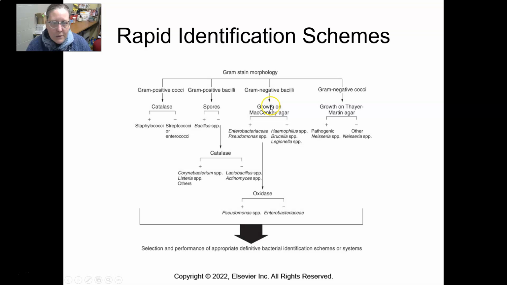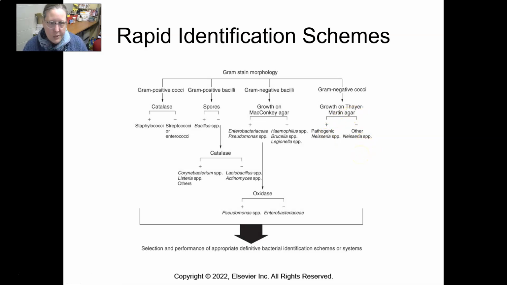For the gram negatives, if they grow on MacConkey, it's probably one of the Enterobacteriaceae or Pseudomonas. If it does not grow on MacConkey, it could be Haemophilus, Brucella, or Legionella. If it grows on MacConkey and it's oxidase positive, it's likely Pseudomonas. If it is negative, it's the Enterobacteriaceae. If it's a gram-negative cocci and it grows on Thayer-Martin, it's going to be a pathogenic Neisseria. If it doesn't, it's going to be another Neisseria species.